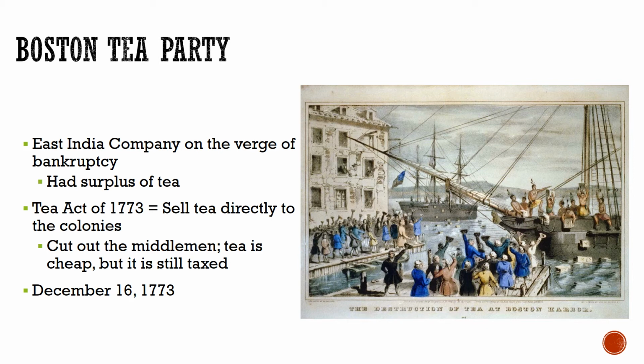This is going to happen in several colonial ports, but of course the most famous incident is once again in Boston. On December 16, 1773, colonists loosely disguised as Mohawk Indians boarded 3 British ships and threw 342 chests of East India Company tea into the harbor. We're talking about roughly $1 million in today's money of product that is being tossed into the sea.